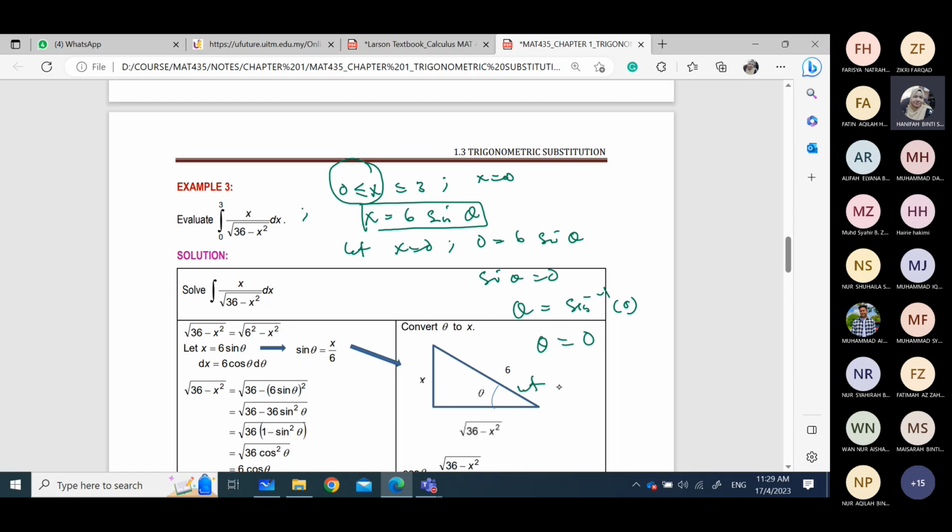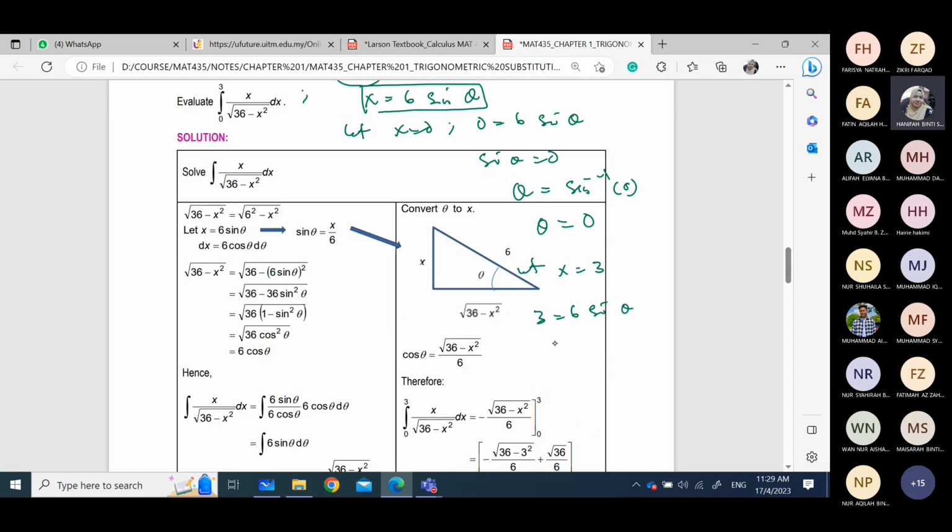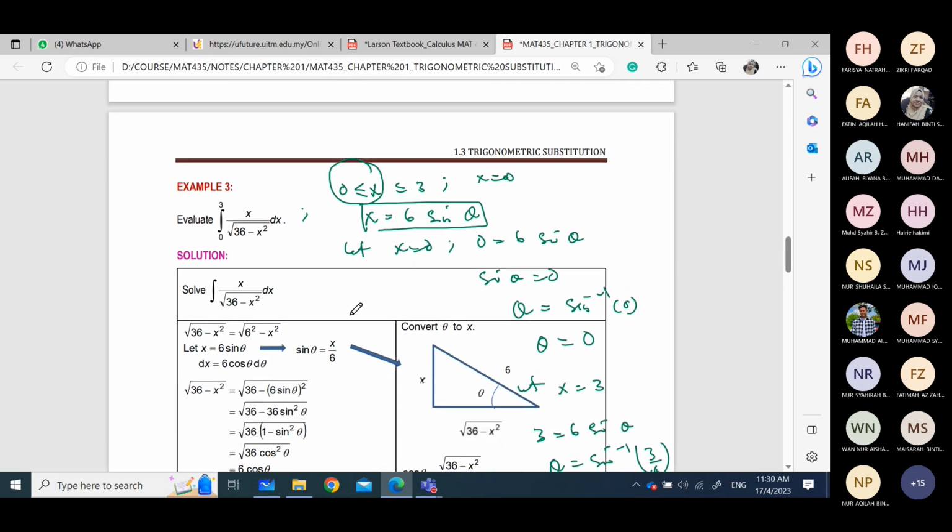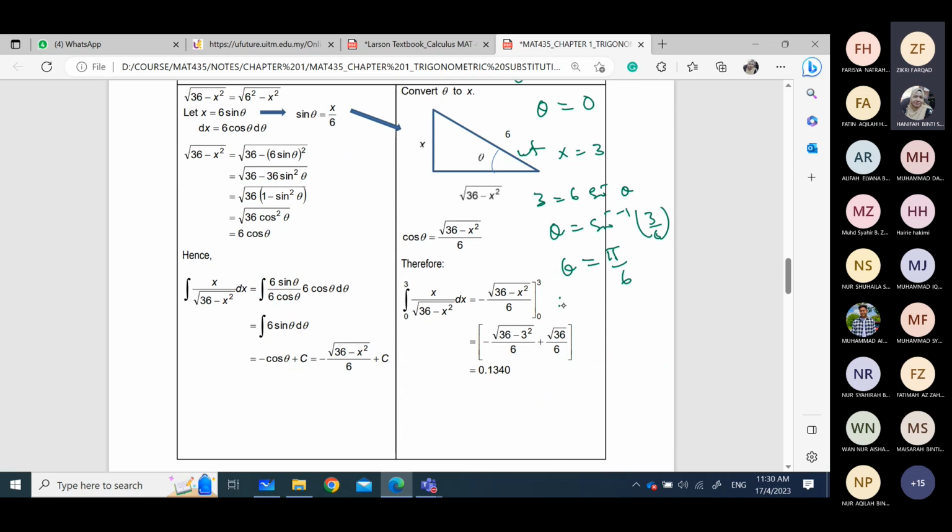And the other one, let x be the maximum value for x. So the maximum value for x is 3. So let x equal 3. You substitute to get theta. So 3 equals 6 sine theta, so theta equals sine inverse of 3 over 6. Sine inverse 3 over 6 means sine inverse 1 over 2, right? So theta is pi over 6. Do you understand this? So the range or the limit of theta is 0 to pi over 6.